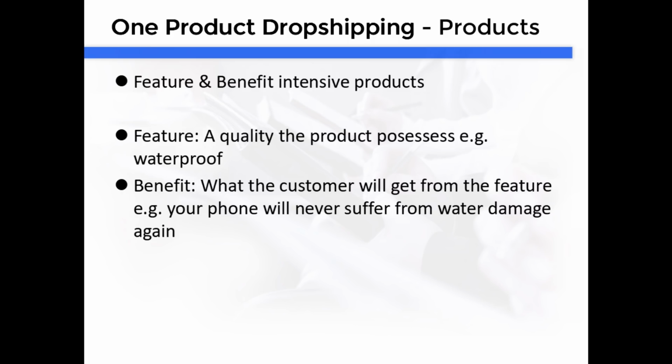So a feature is a quality that the product possesses. So for example, a phone case could be waterproof. So it's a waterproof phone case. That's the feature. The benefit is what the customer is going to get out of that feature. So your phone will never suffer from water damage again. So the feature is it's waterproof, and the benefit is that their phone isn't going to be water damaged. So that's a very easy way to distinguish between a feature and a benefit. So you always want to look for products that have lots of features, and then you want to try and list the benefits that customers will receive from those features.